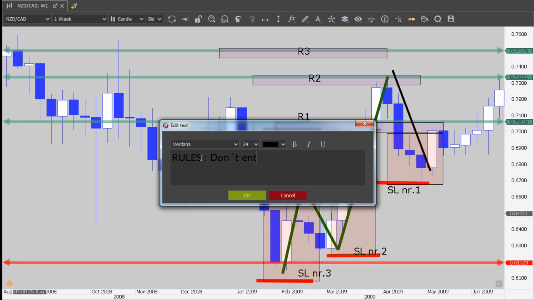Don't enter into a trade where you are going to risk more than you are going to make. Trading rules. Trading rule number 1. Don't enter into a trade where you are going to risk more than you are going to make. Okay. Number 2. And this goes with your plan, right?